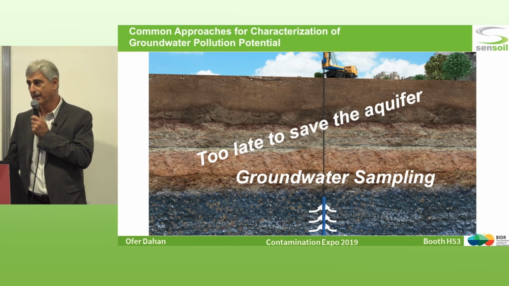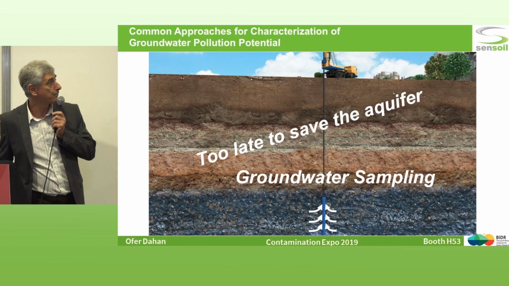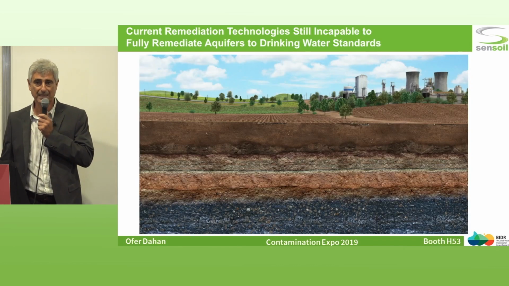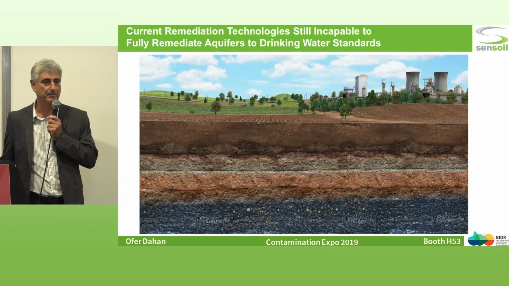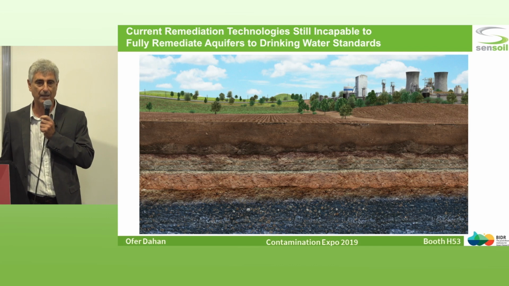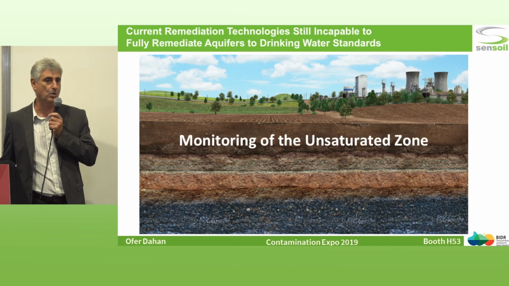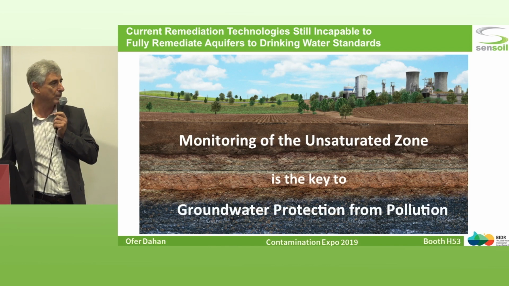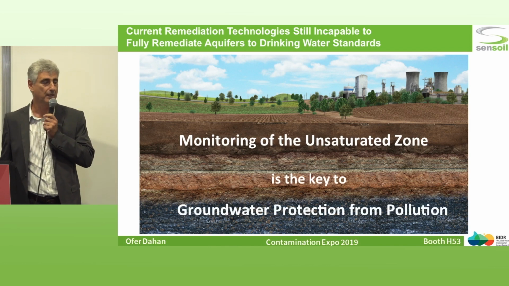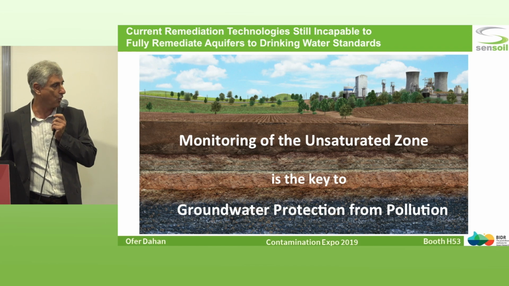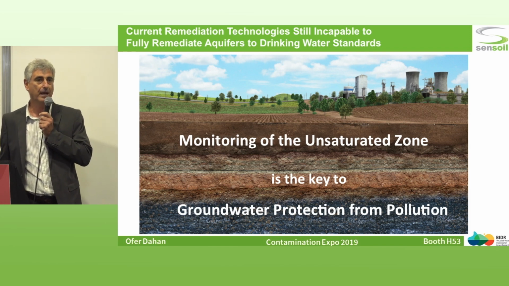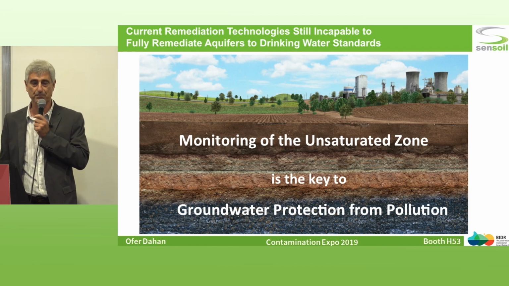So monitoring in the aquifer in order to prevent groundwater contamination will give us nothing more than a post-mortem for this aquifer. And the problem, since current remediation technologies today are incapable of fully remediating groundwater to drinking water standards, means that only if we monitor the unsaturated zone, the zone through which water moves to the groundwater, can we bring some hope to the groundwater and protect it from pollution.